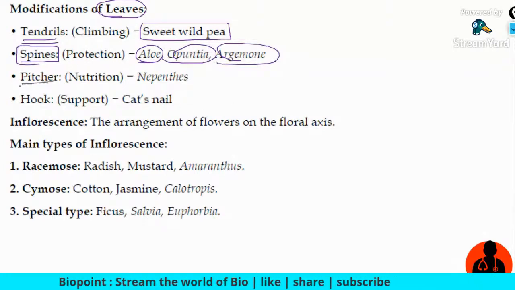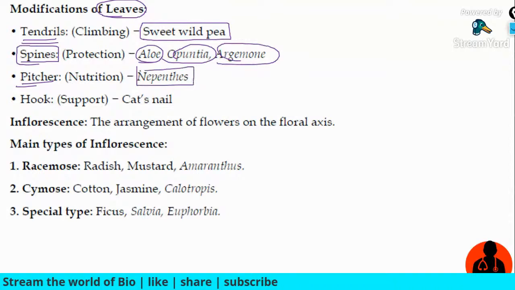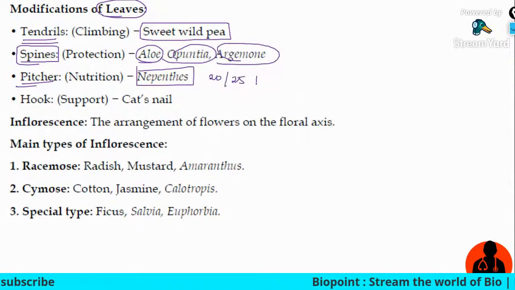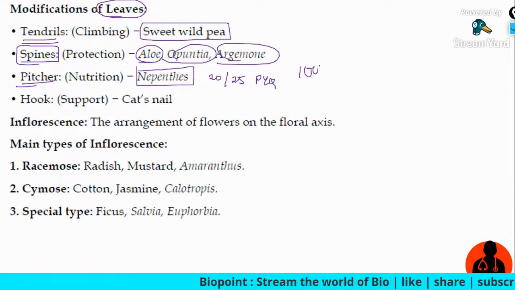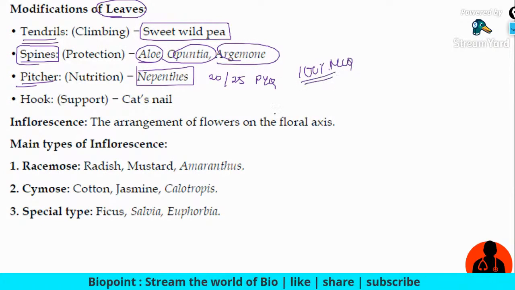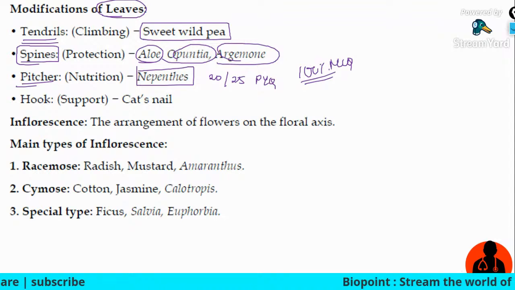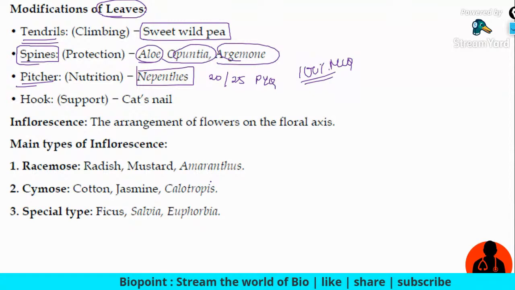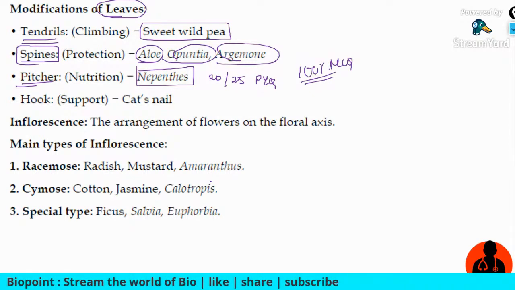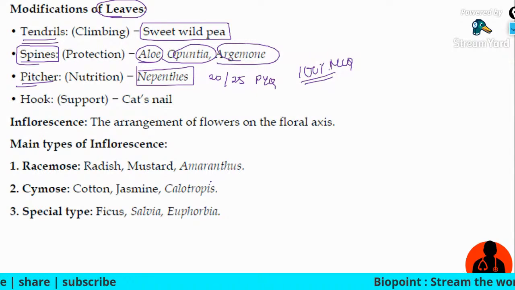Picture is there. The picture is actually a modification. Nepenthes is a modification for nutrition. It has appeared at least 20-25 times in previous year MCQs, a 100% guaranteed question. The picture of Nepenthes is a modification of which vegetative part of a plant? Stem, leaf, flower, fruit. The picture of Nepenthes is a modification of leaves, fruits, flowers, or stem.